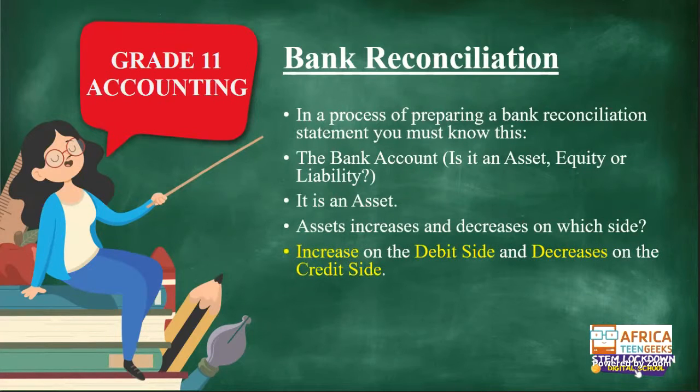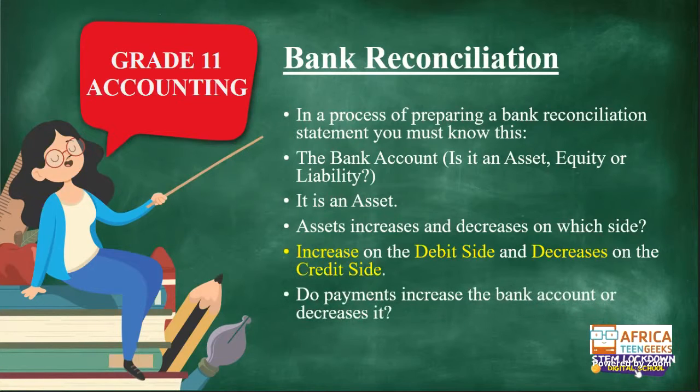Assets increase and decrease on which side? They increase on the debit side and decrease on the credit side. I've already outlined that. Now, does a payment increase or decrease the bank account? If I were to be paying somebody, would my bank account decrease or increase? It will decrease. On which side?